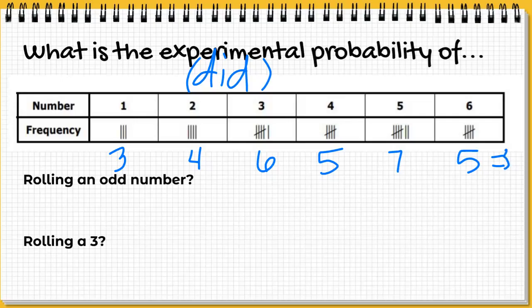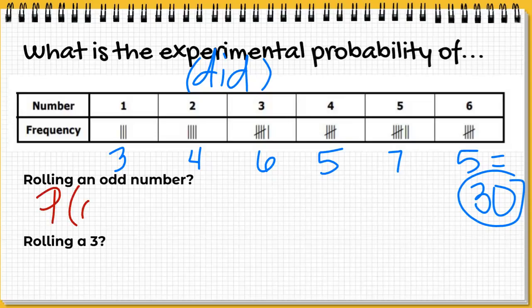30 times. So we rolled 30 total times. And this is important because we'll need to know the total amount when we write our ratios for probability. So we want the probability of rolling an odd.